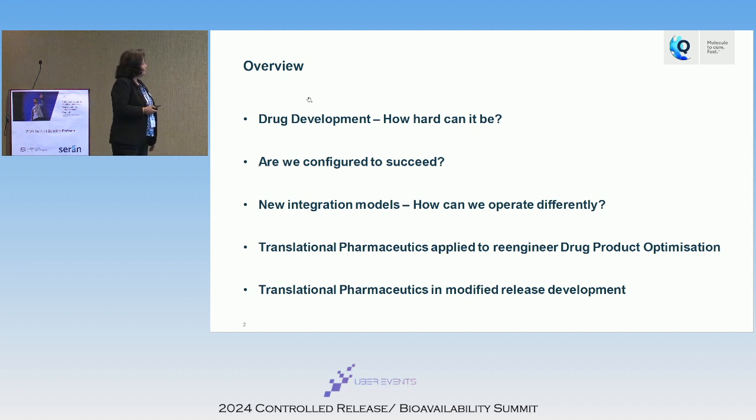At Quotient, we think about how we can operate differently. Is there a way to do things which can get us to market faster? Or is there a way to do things differently by understanding our challenges and addressing them? And that's where we come at translational pharmaceutics, where we try to apply different principles to re-engineer the drug products. And the drug product optimization might be needed for controlled release, modified release, or for solubility enhancement.